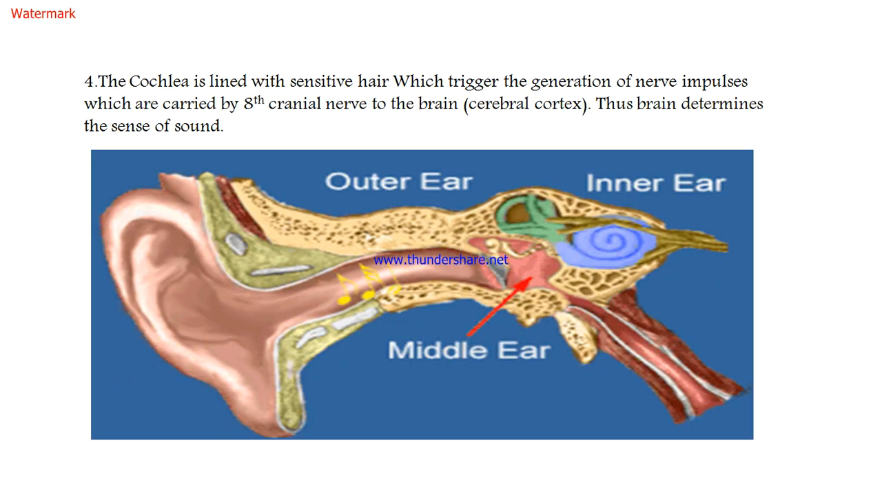Next, the cochlea is lined with sensitive hairs which trigger the generation of nerve impulses. You see the diagram of the outer ear, middle ear and inner ear. These impulses are carried by the eighth cranial nerve to the brain, the cerebral cortex. Thus the brain determines the sense of the sound.